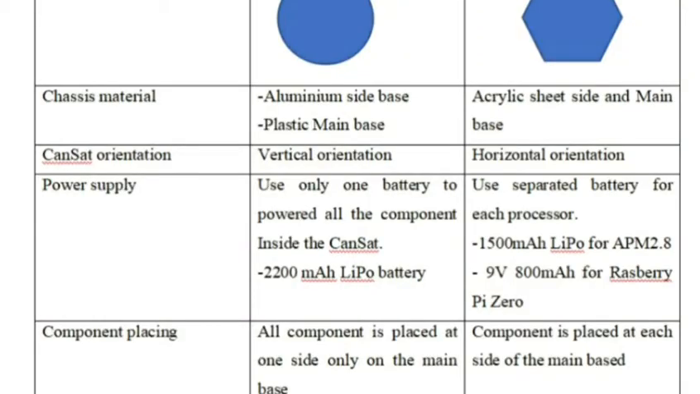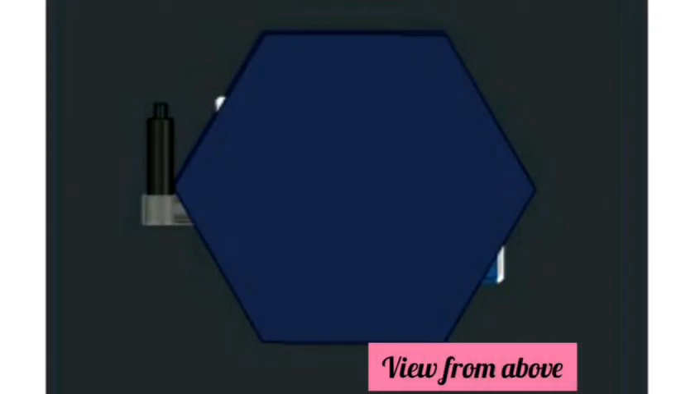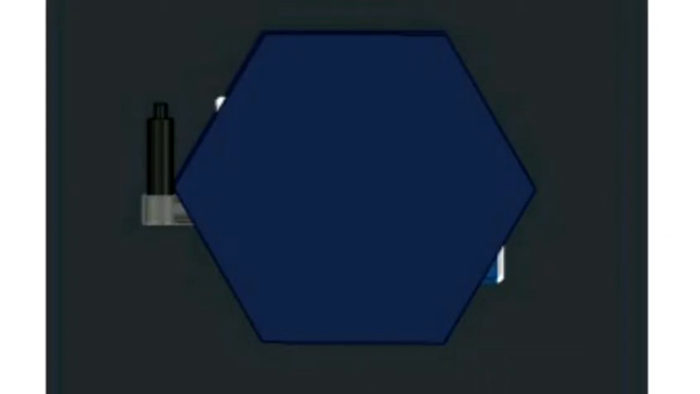Next is our base shape. We are choosing a hexagonal shape instead of a round shape, because a hexagonal shape has more stability. If the base is round and the ground is not flat, the satellite might move around or fall from a cliff or anything. So we use a hexagonal shape to prevent accidents from occurring.